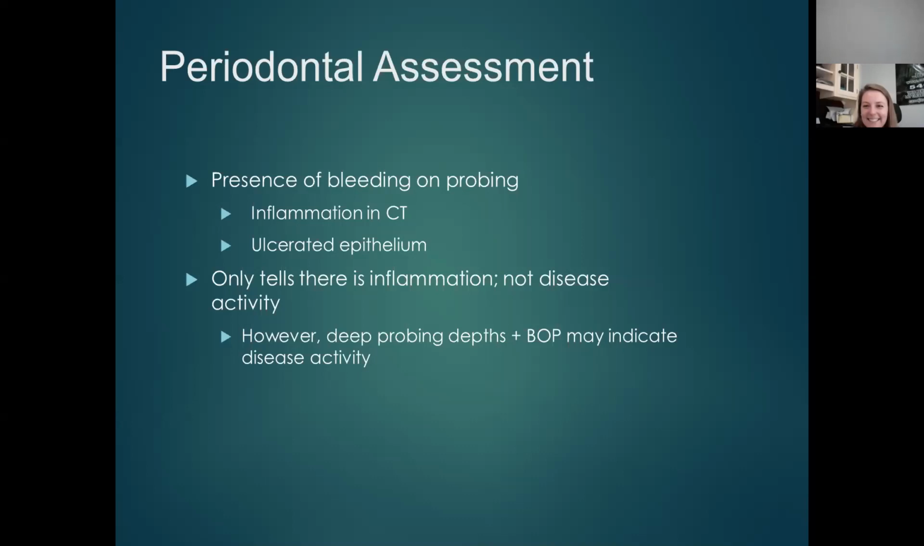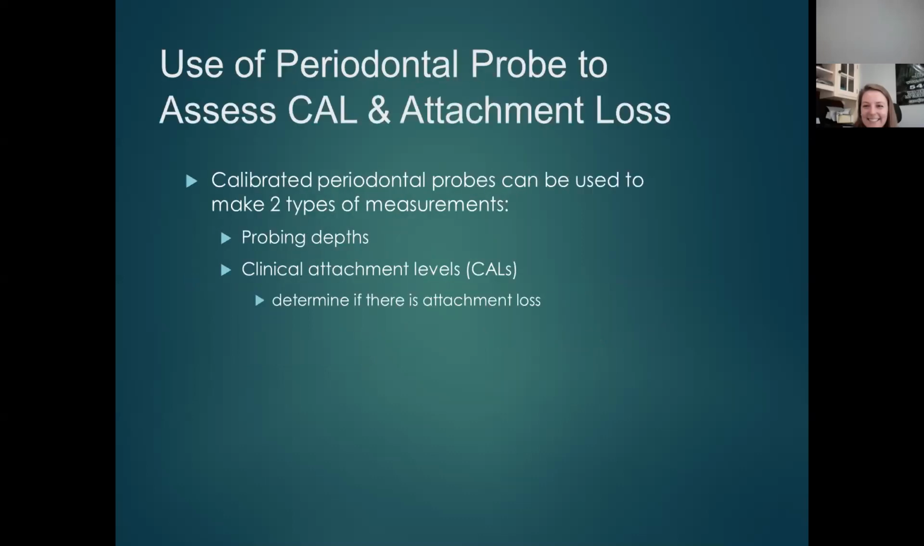But that only tells us that there's inflammation. Again, it doesn't tell us that there's disease activity. Is there ongoing attachment loss, or is it just inflammation? So that's one reason why we have to have that baseline for all of our patients, so we have something to compare it to. Deep probing depths and bleeding on probing may indicate disease activity. Doesn't mean that they are continually losing attachment, but we know they have disease present.